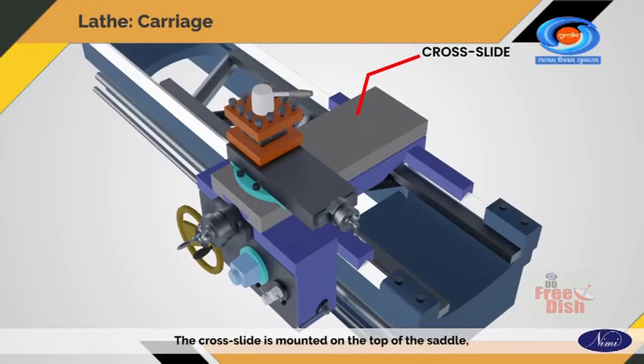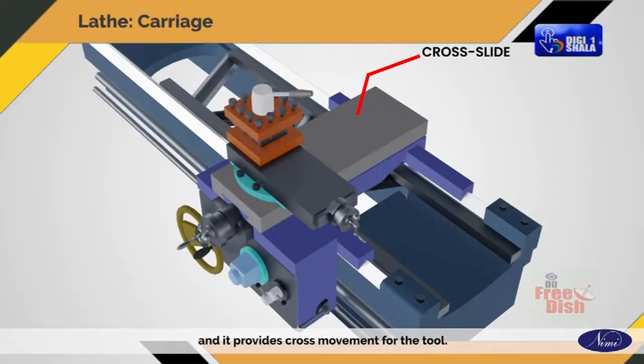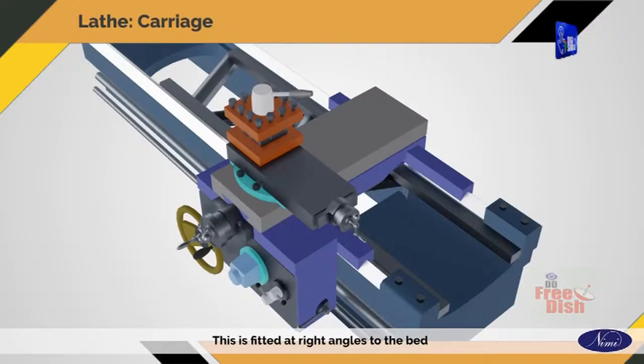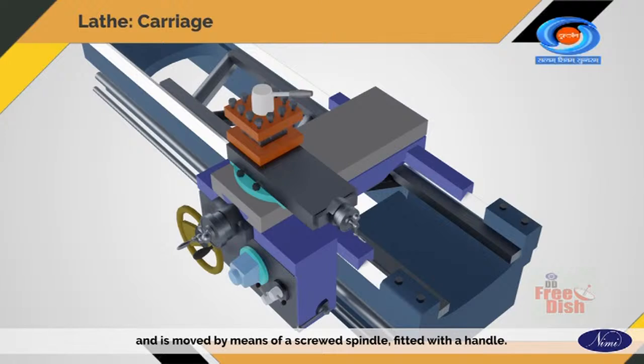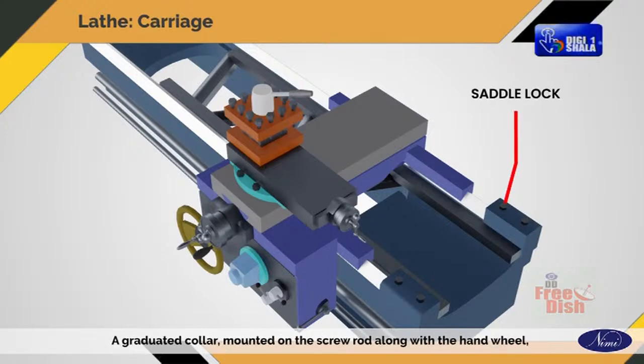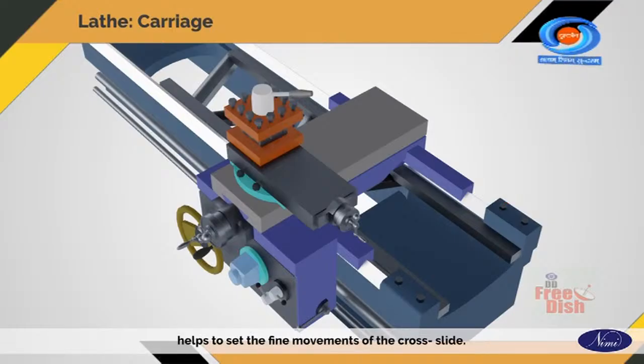Cross slide. The cross slide is mounted on the top of the saddle and it provides cross movement for the tool. This is fitted at right angles to the bed and is moved by means of a screwed spindle fitted with a handle. A graduated collar mounted on the screw rod along with the hand wheel helps to set the fine movements of the cross slide.